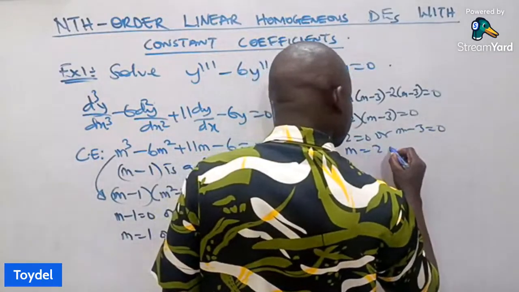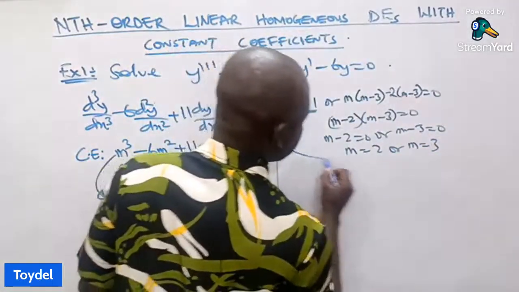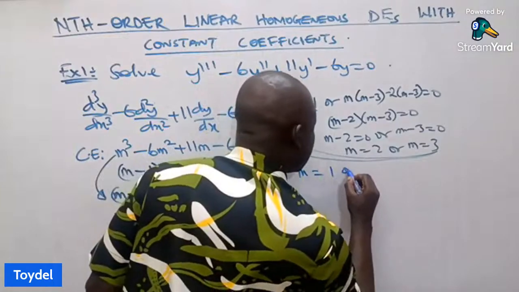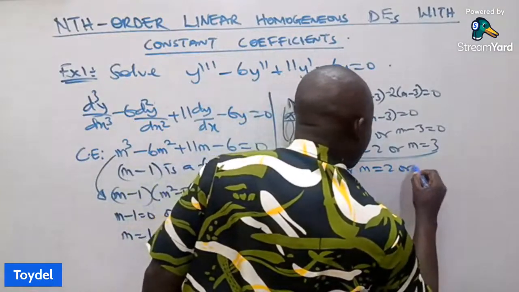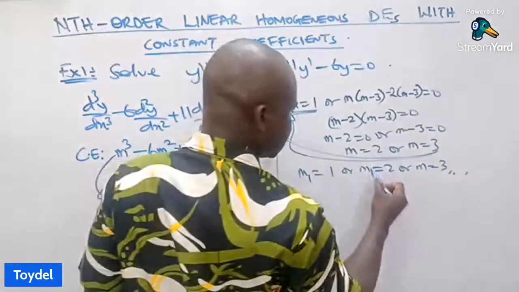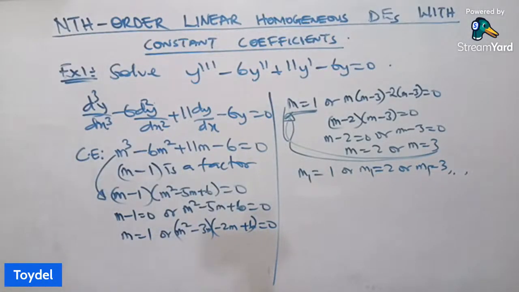M is equal to 1, or m is equal to 2, or m is equal to 3. So I can now combine the three. That is, I have m is equal to 1, or m is equal to 2, or m is equal to 3. That's what I have. So this will represent m1, m2, and m3. So what will now be the solution to this differential equation?